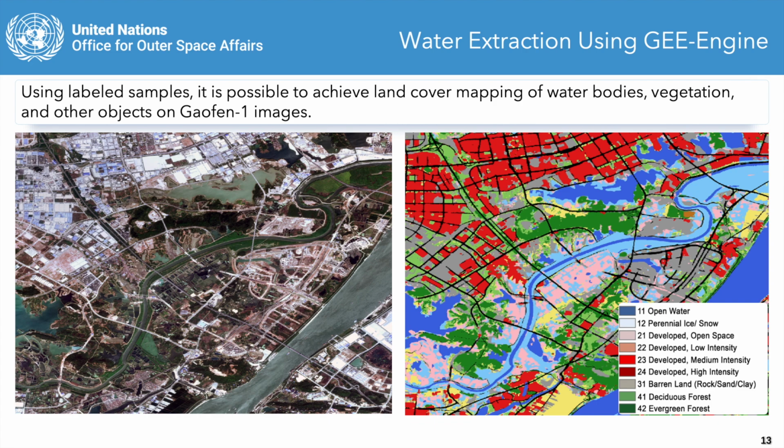Compared with Landsat imagery, GOFIN-1 provides finer spatial details, which is very useful for identifying small rivers, ponds, wetlands, and complex urban land cover patterns. This example shows that supervised classification can support more detailed land cover mapping when high-resolution data are available.